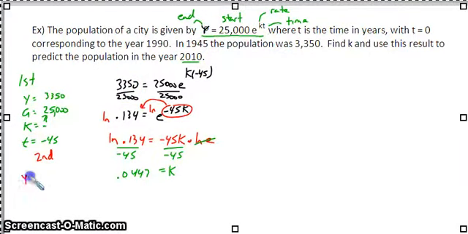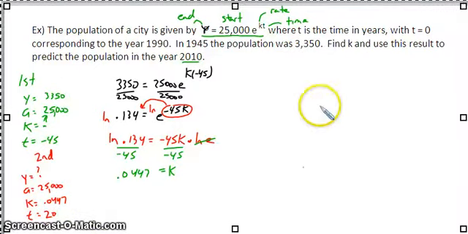So I'm trying to find the ending population with the starting population at 25,000. And the k we found is 0.0447, and the time, if year 1990 is 0, from 1990 to 2010 would be 20 years. So these are the numbers we're going to plug into our equation.